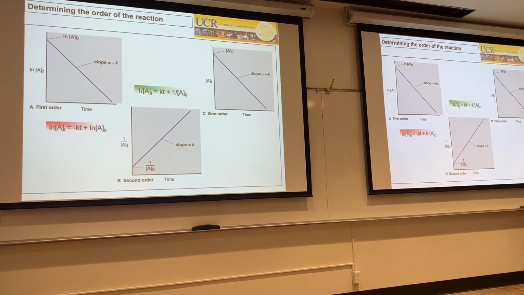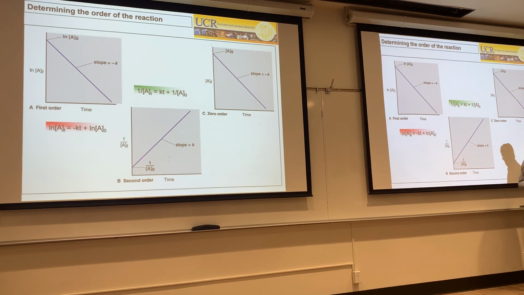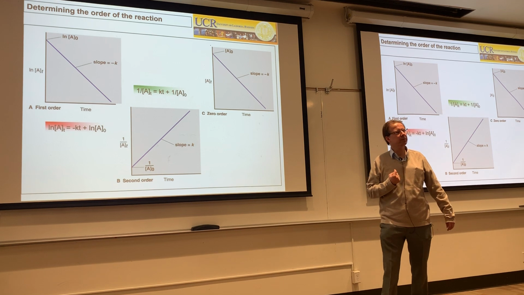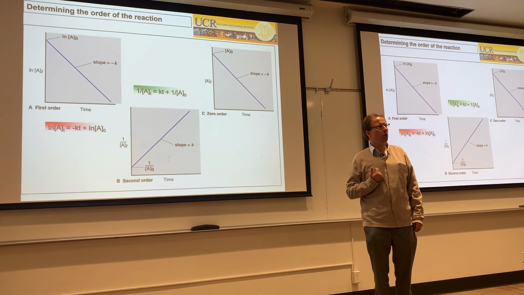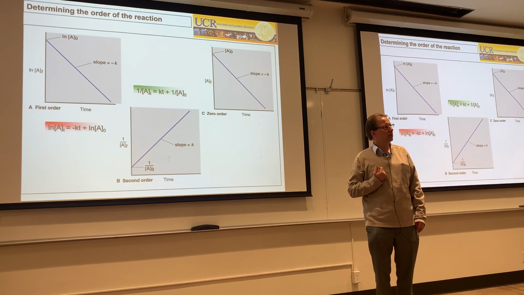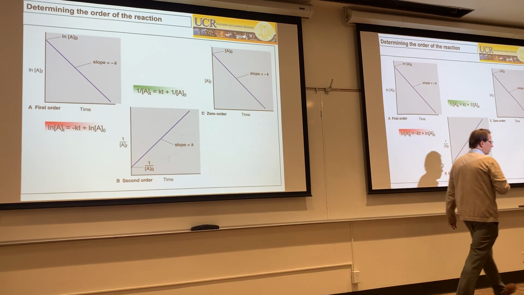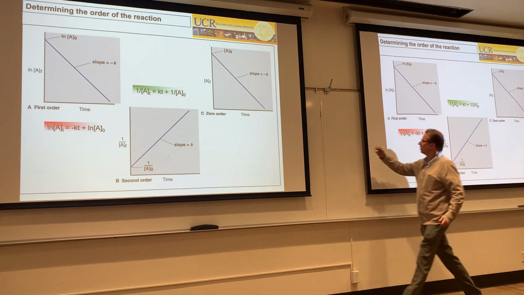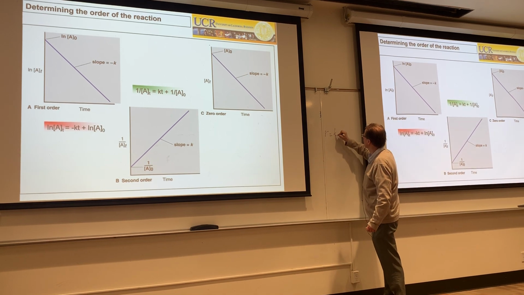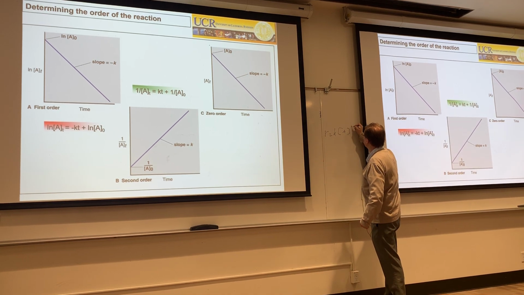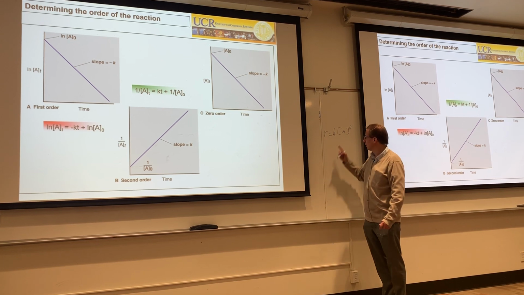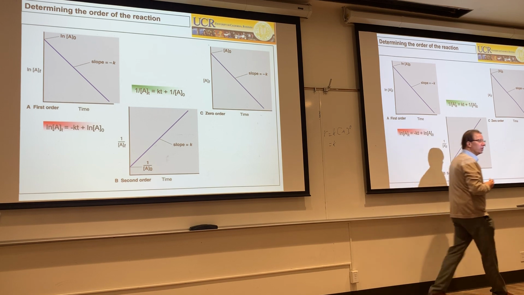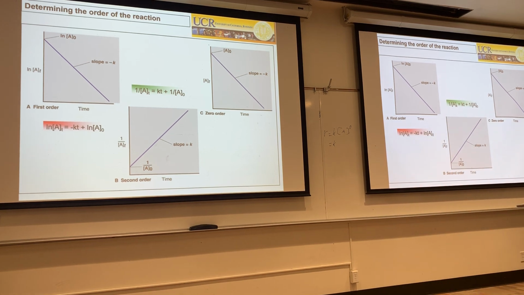Lastly, there are zeroth order reactions. People usually don't talk so much about them. They're kind of tricky. Zero order means the rate of the reaction is k times A to the power of 0. A to the power of 0 is 1, so it's k. So the rate of reaction is constant.